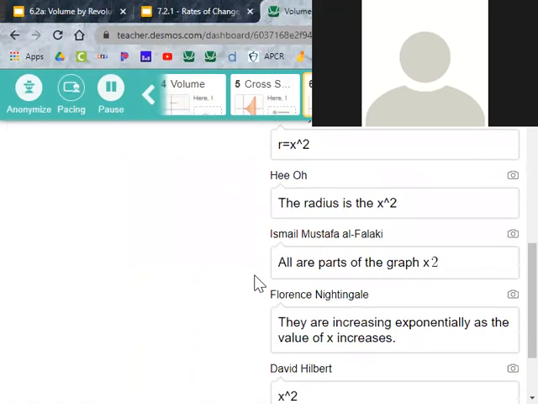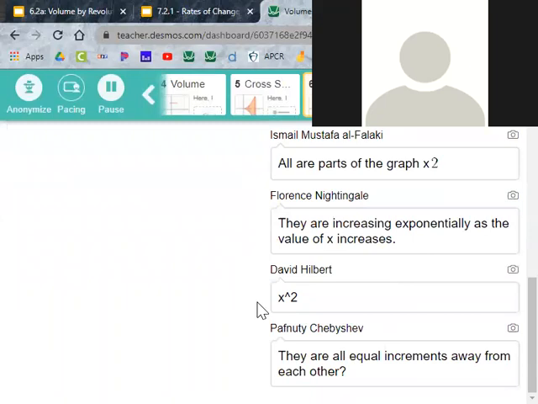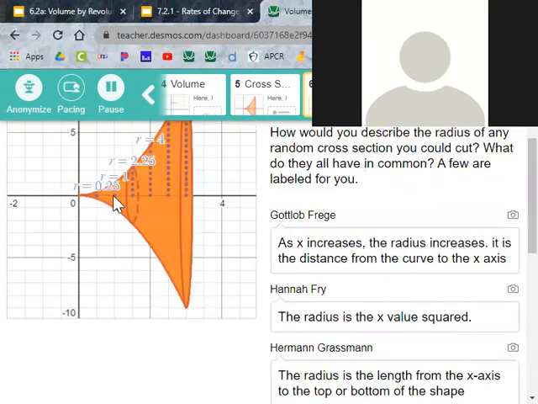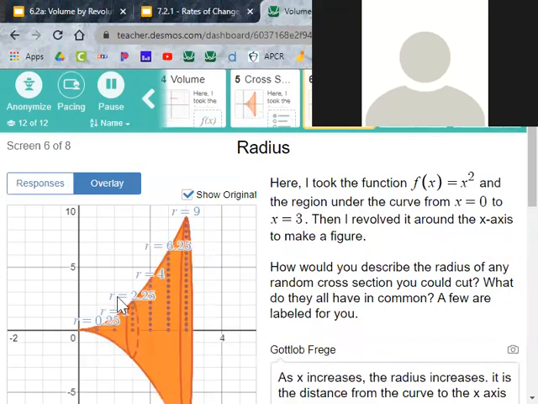All parts of the graph are x squared. Cool. They're increasing exponentially as the value of x increases. Almost exponentially. It's to the second power. It's increasing quadratically. X squared. They are all equal increments away from each other. Because if you look, I'm not even sure how far apart each of those are, but each of those x values are equal parts away. That's very fair. So there's a lot of different ways we can say this, but generally the radius of each of those is whatever the height of the function is. And in this case, it's x squared.